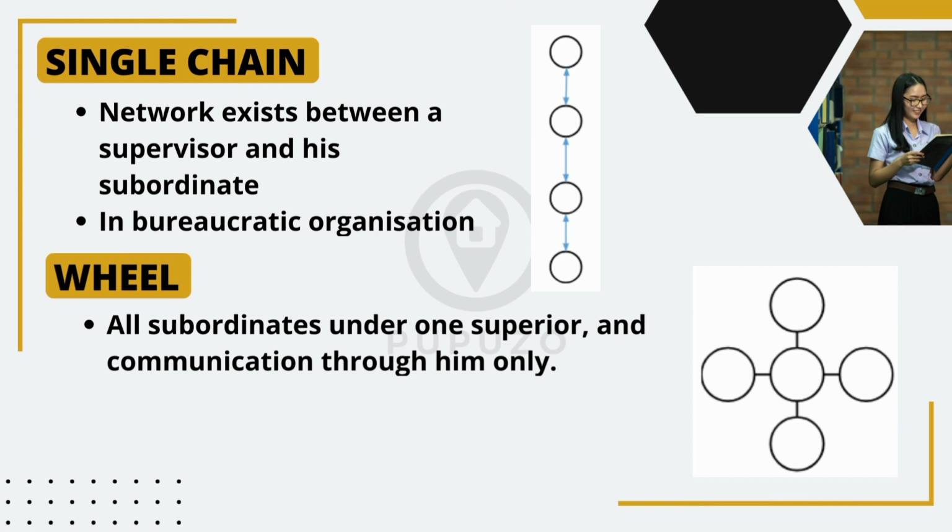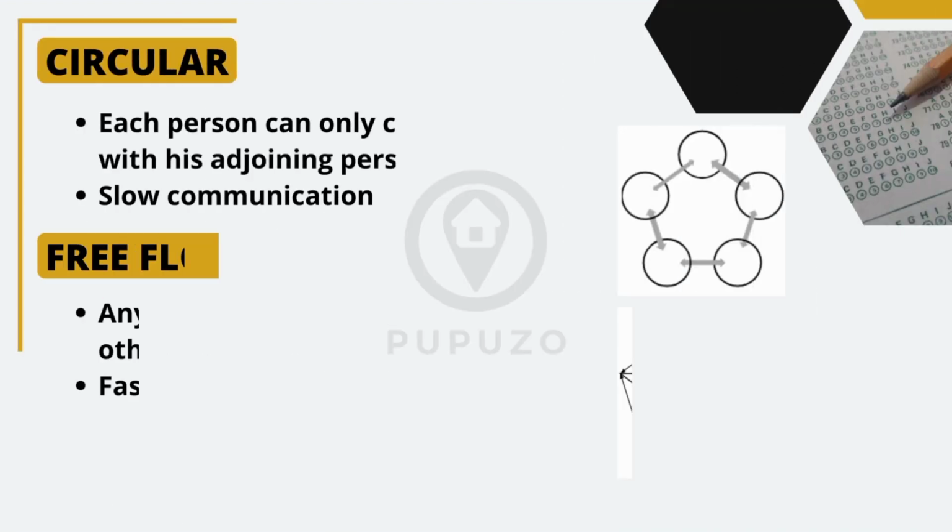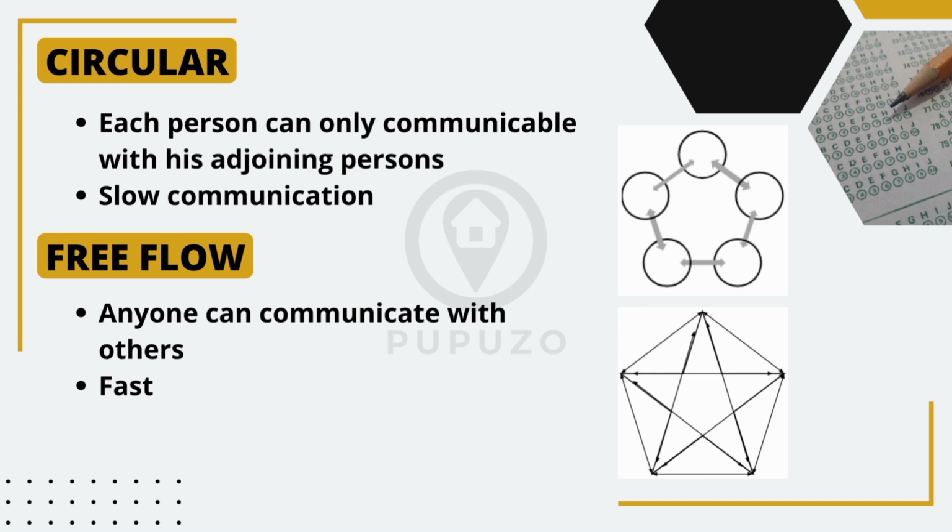Moving on, we have the circular model. In this model, communication occurs in a circular pattern, where each person can only communicate with their adjoining individuals. While this model ensures that everyone is connected, communication can be slow due to the sequential flow. In contrast, we have the free flow model, where communication can occur freely among anyone in the organization. This model allows for fast and direct communication between individuals.